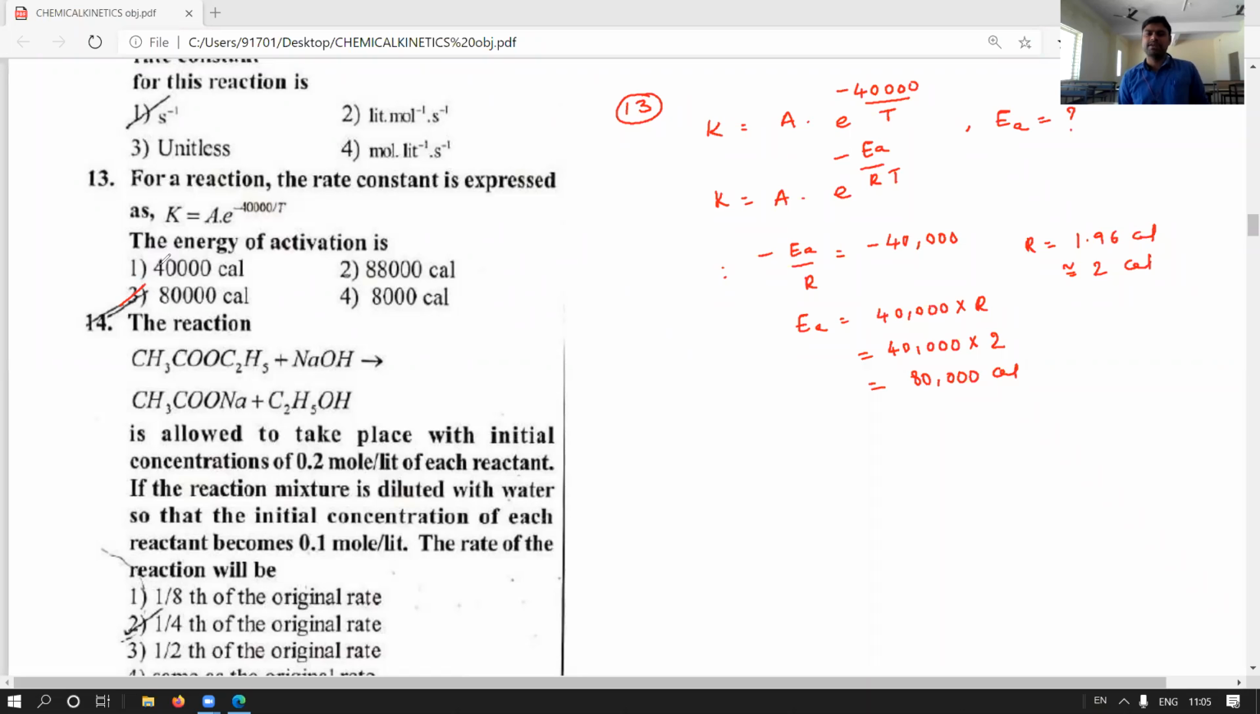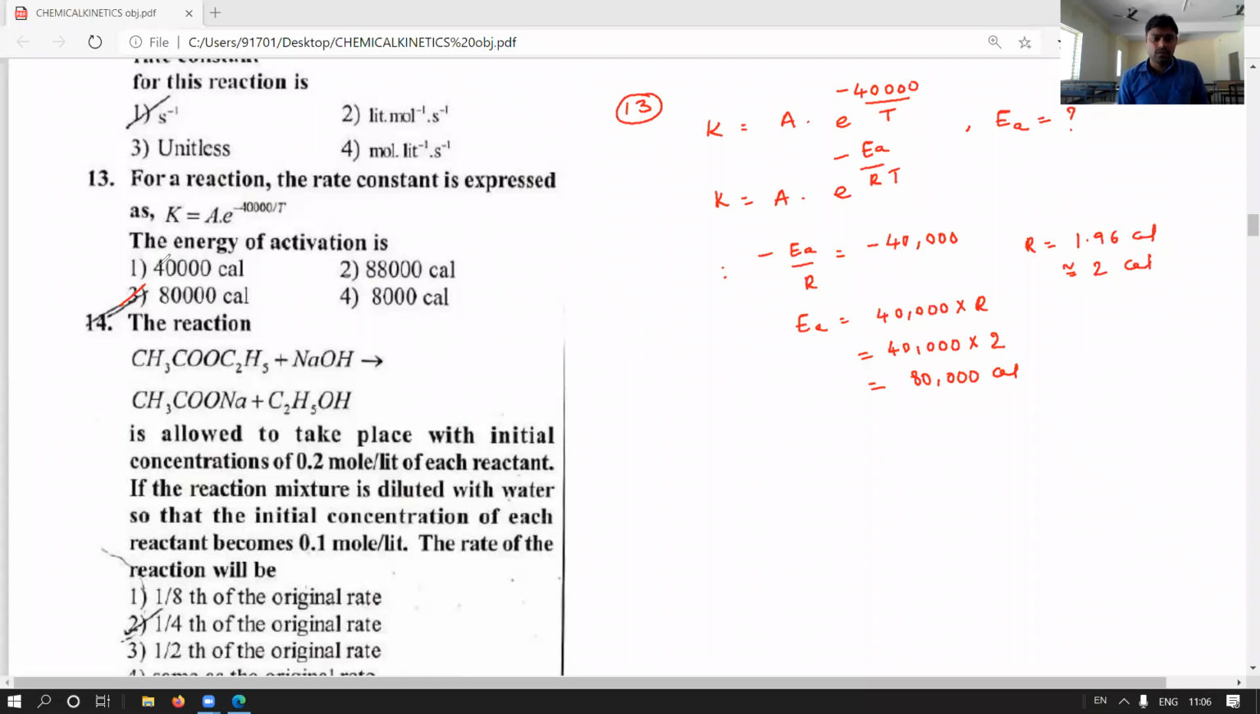See, it's very easy. They gave one rate constant expression. That expression we have to compare with the Arrhenius rate constant, k is equal to A into e to the power of minus Ea by RT. So in the above equation, k is equal to A into e to the power of minus 40,000 by T. So Ea by R is equal to 40,000. Then the activation energy is equal to 40,000 into R. R value is 2 calories. Then the activation energy is 80,000 calories, we got.